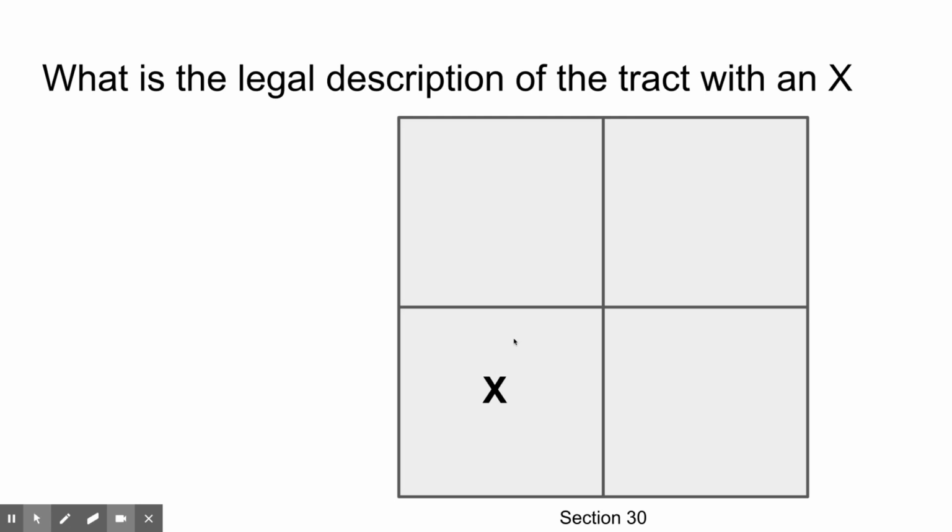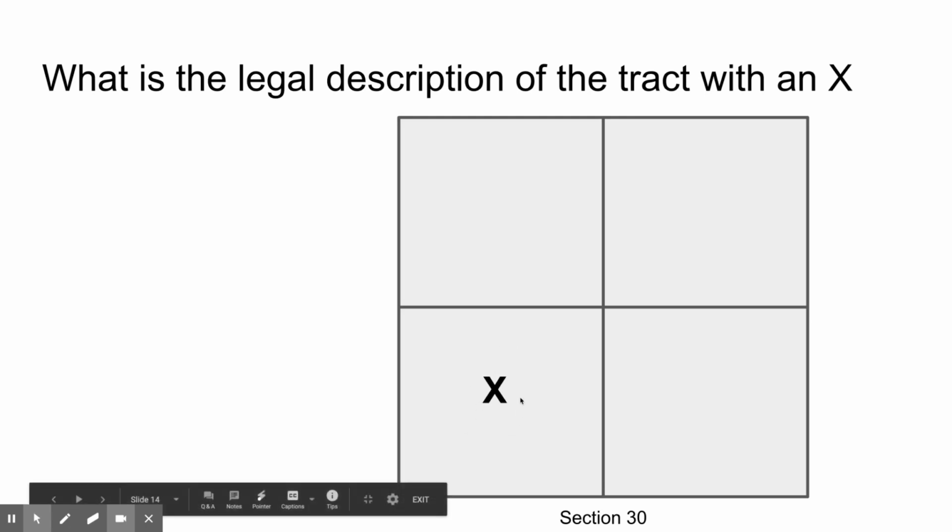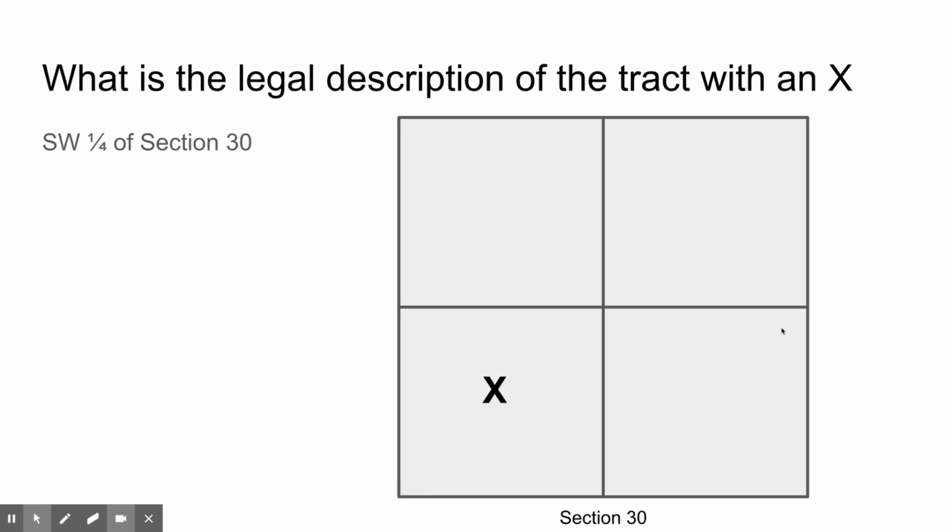Okay, so let's try a little bit of our own. On this one, we're going to look at this and be like, okay, north, south, so it's in the south half, and then east or west, it's in the west, so it's the southwest 1/4 of section 30. Okay, and we got that over here. That's your answer.